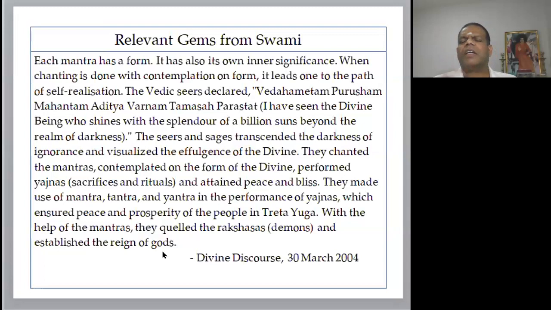And that is how the rishis declared, now I know this Purusha who has manifested and who has created all this. And that experience, Swami says, is what the sages went after. So for them, every name was a mantra. Every form was a divine form. And that is how they were able to realize their self, who they are, that they are part of this Purusha, Virat Purusha. And through that, they come to understand who the Lord is, and they have gone past tamasa, ignorance. So that is the meaning of this verse. Swami quotes this again and again. There are hundreds of places where Swami has quoted this, Aditya Varnam Tamasav Parastat.